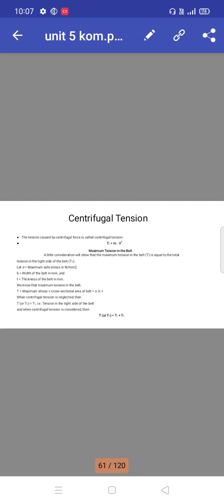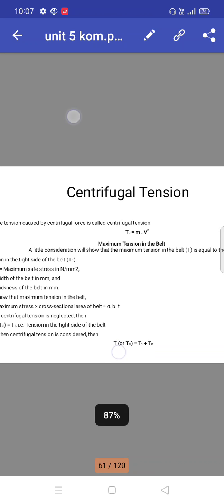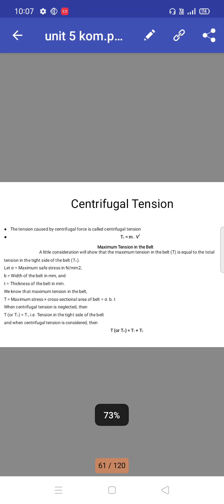Centrifugal tension. The tension caused by centrifugal force is called centrifugal tension. So Tc is equal to m into v square. Maximum tension in the belt: a little consideration will show that the maximum tension in the belt T is equal to the total tension in the tight side of the belt.